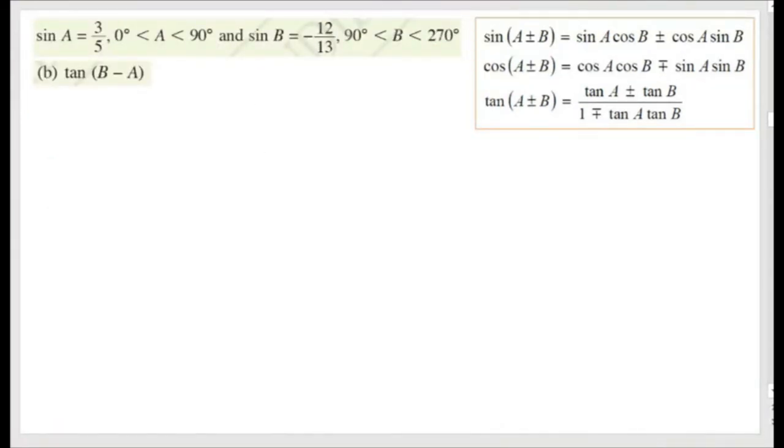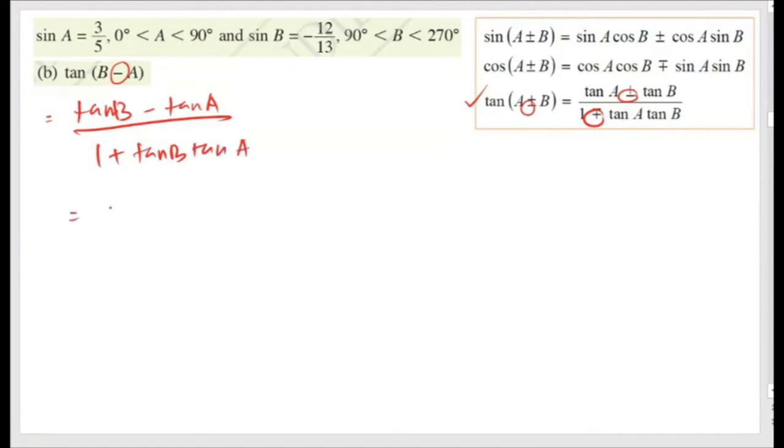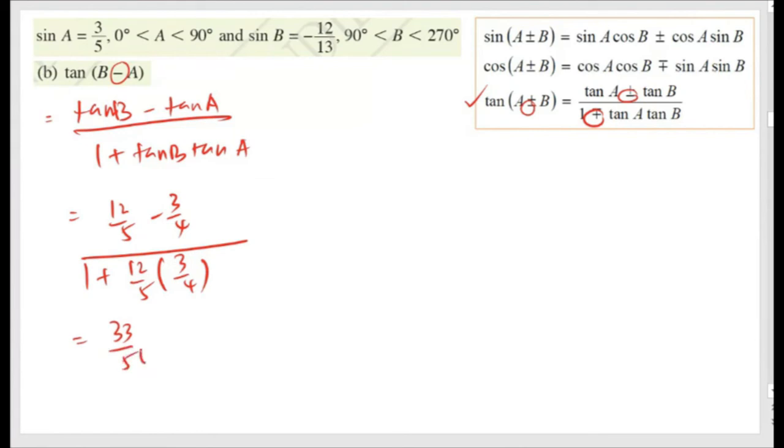Tangent B minus A. This is how we get the values of sine, cos, and tangent already. So straightforward, use the addition formula. Negative, negative, positive, so AB becomes BA. So we get tangent B minus tangent A over 1 plus tangent B tangent A. Substitute the values inside. So the answer is 33/56.